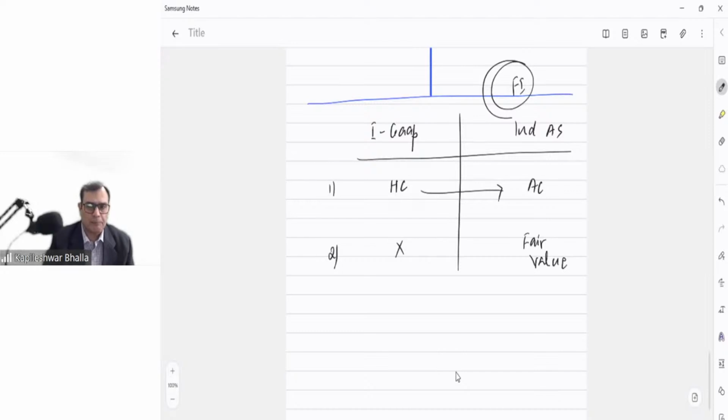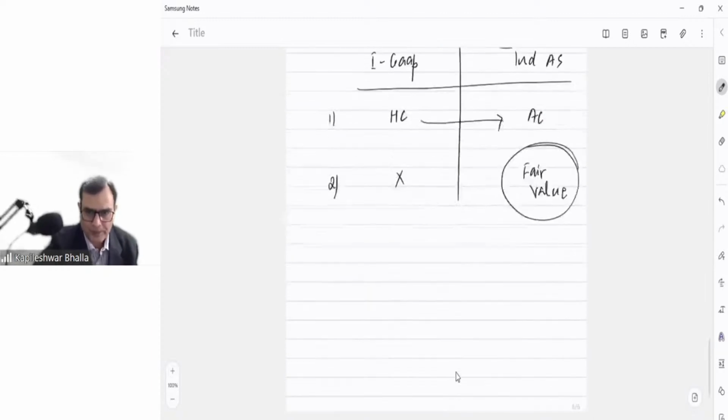Now let's first appreciate why a fair value approach was introduced. There's still a divided opinion between accountants world over, and some people believe that a fair value approach is not logical. Some people believe that a fair value approach is logical. There is a divided opinion, but all said and done, the fair value approach has come to the Indian accounting standard. Now, what was the basic thought process of the same?